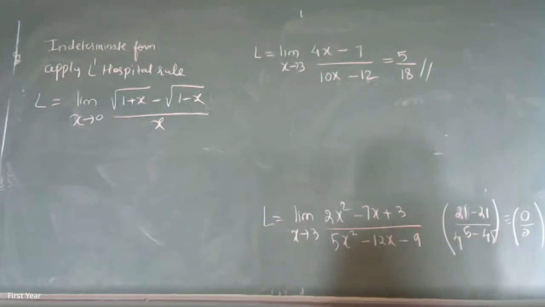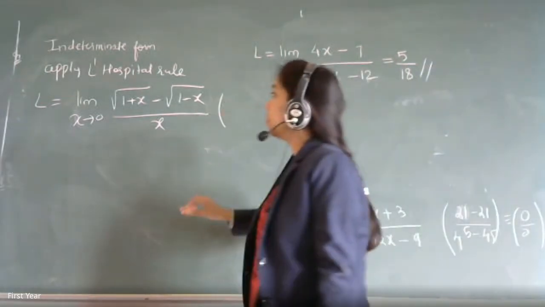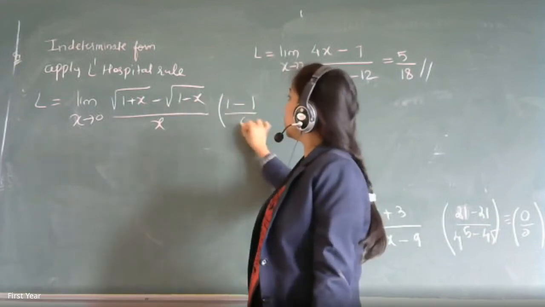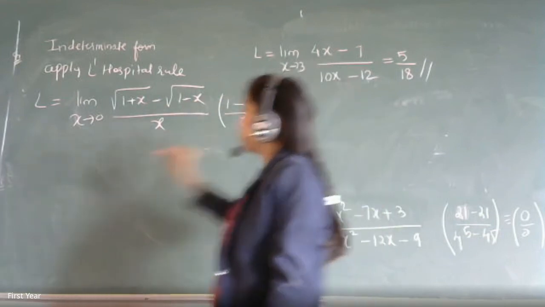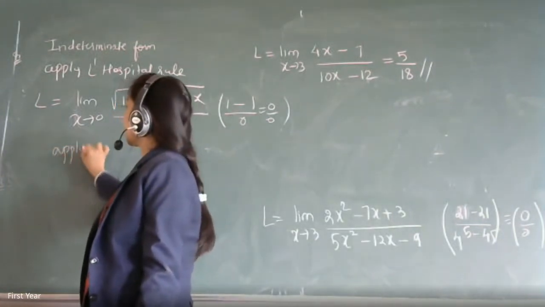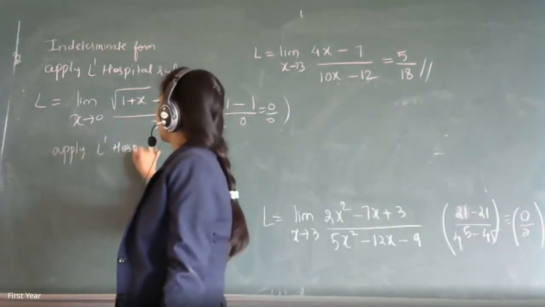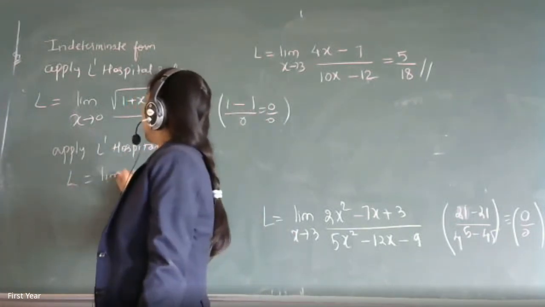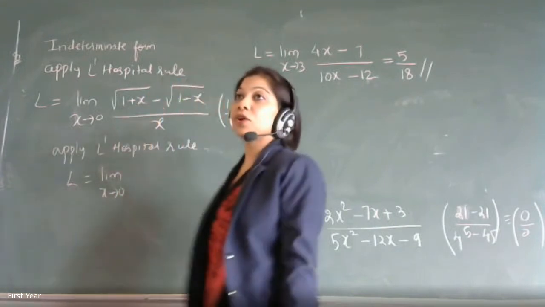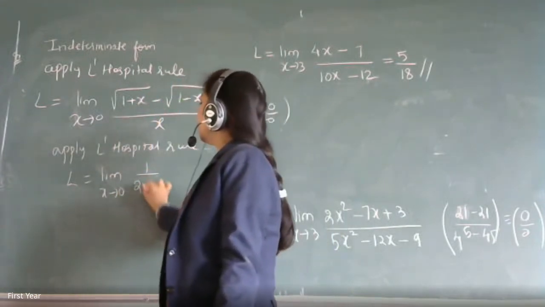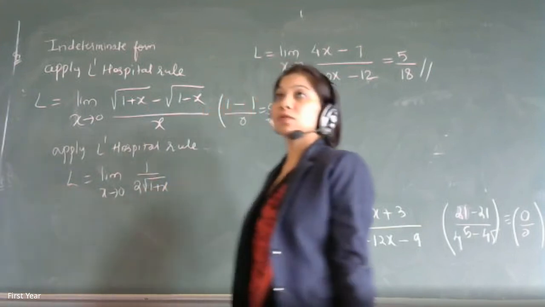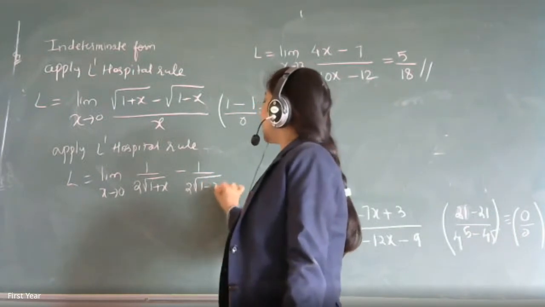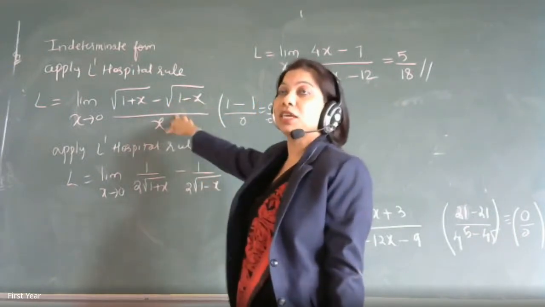Go for the next one. The answer is 1. Again, what is the form? Put x equal to 0. Root of 1 is 1. Root of 1 minus 0 is also 1. So 1 minus 1 is 0, so it is 0 by 0 form. What you get is the limit as x tends to 0 of the derivative of root of 1 plus x, which is 1 upon 2 root of 1 plus x, minus 1 upon 2 root of 1 minus x into the derivative of 1 minus x.